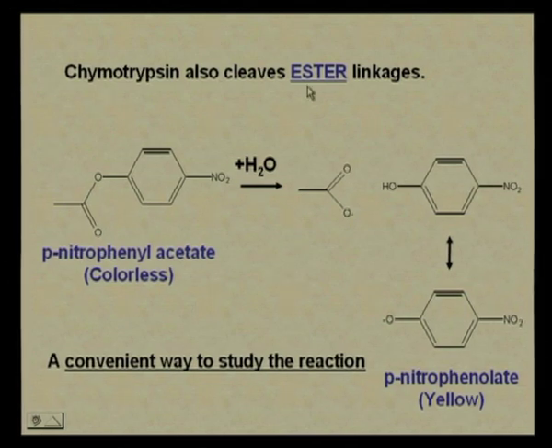Now, chymotrypsin can also cleave ester linkages. Now, this is usually done as an experiment. It does not have any biological relevance as such, but we can have a colorless entity like para-nitrophenyl acetate form para-nitrophenolate that will tell you how active your enzyme actually is. Okay? So, this would be a general enzymatic reaction that could be conducted, where we have a convenient way of studying how it can cleave an ester linkage.